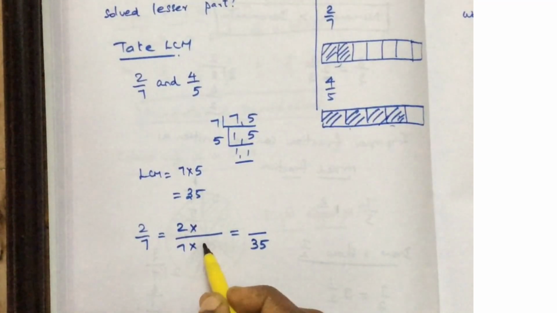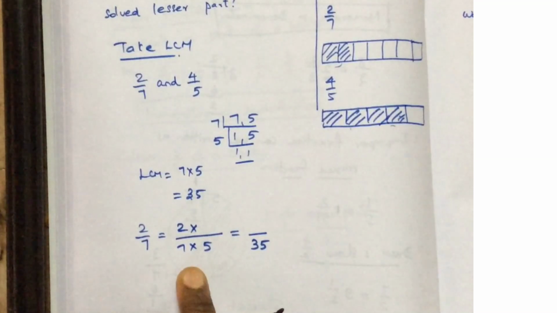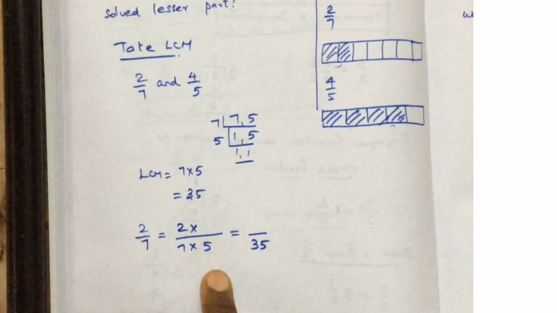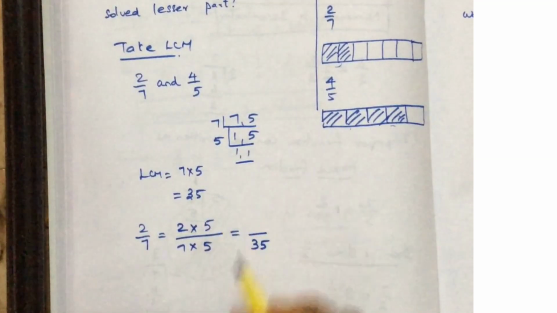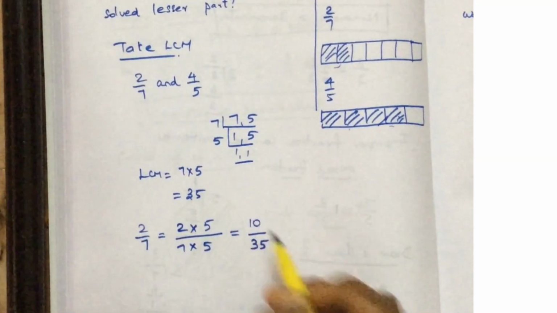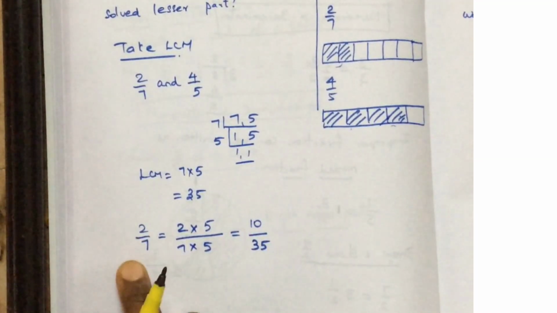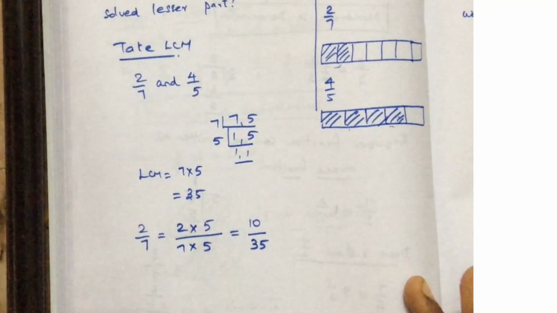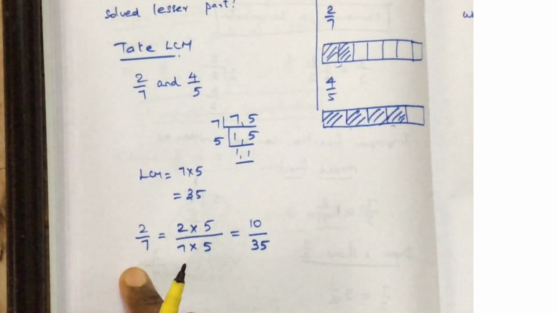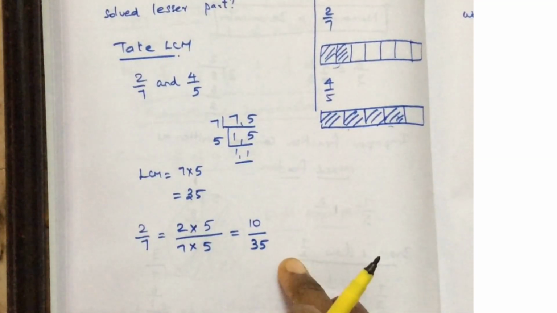So 7 multiplied by 5. If I multiply the denominator by 5, the numerator also I should multiply by 5. So this is 10. So 2 by 7 and 10 by 35 are equivalent. That is, instead of 2 by 7, you can substitute 10 by 35.